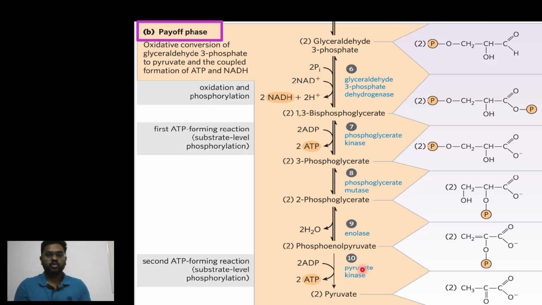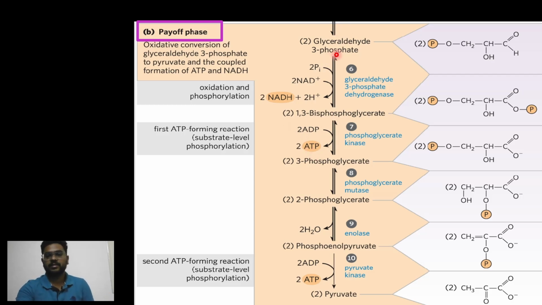So now we have two glyceraldehyde 3-phosphate here. The main idea in this part of the payoff phase is to somehow increase the potential energy present in the carbon atoms of these compounds, so that it is so high that the energy could be used to phosphorylate ADP, producing ATP.